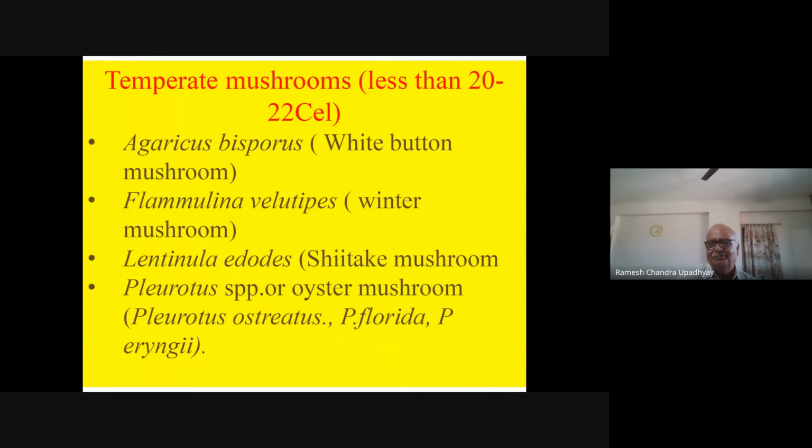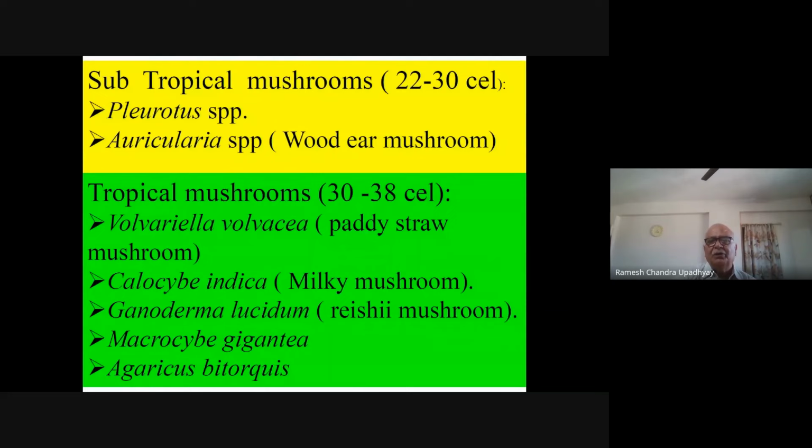So, subtropical mushrooms. In Pleurotus there are some species, Pleurotus sajor-caju, Pleurotus citrinopileatus, Pleurotus cornucopiae. These are subtropical mushrooms. They grow at less than 30 degrees centigrade. And then Auricularia, or wood ear mushroom. I will come briefly to all these mushrooms and how to grow them, because in 1 hour we cannot finish all the mushrooms, but at least I can give you a little information on the scope of mushroom cultivation in India.